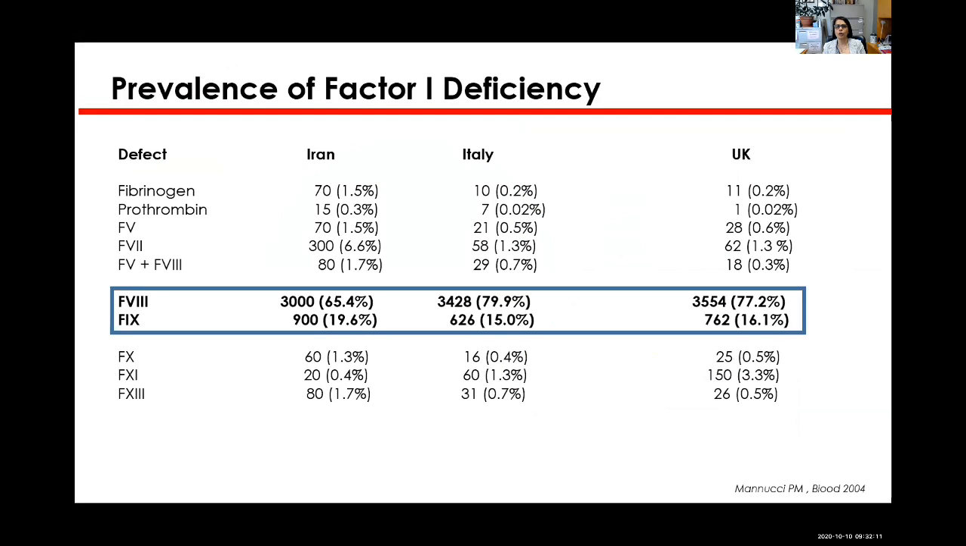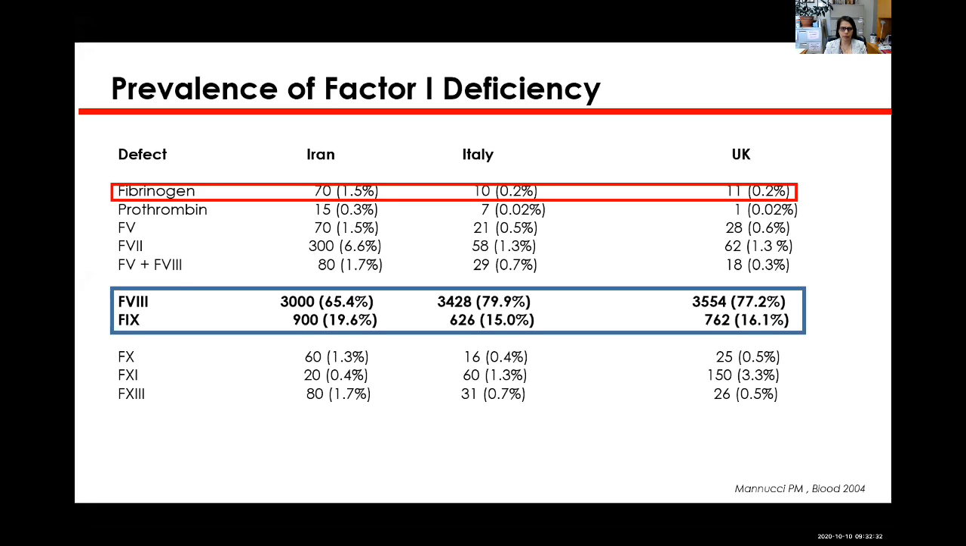Our understanding and knowledge about rare bleeding disorders has really advanced because of some registries that were maintained in the UK, Italy, and Iran. And if you look at the data from these registries, the prevalence of factor 8 and factor 9 deficiencies, which are hemophilia A and B, seem to be similar in these 3 registries. But when you look at the rare bleeding disorders, and I've highlighted fibrinogen, you will see that it's 3 to 5-fold higher prevalence in the Iranian registry as compared to the registries from Italy and the UK.